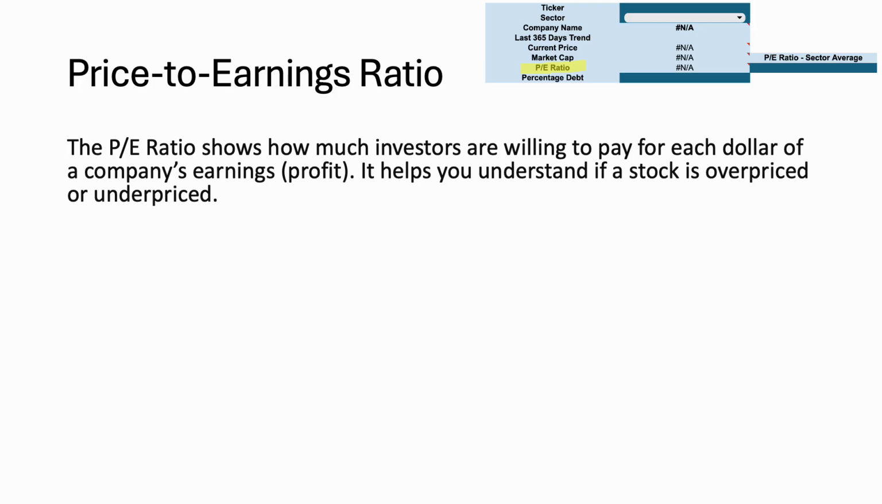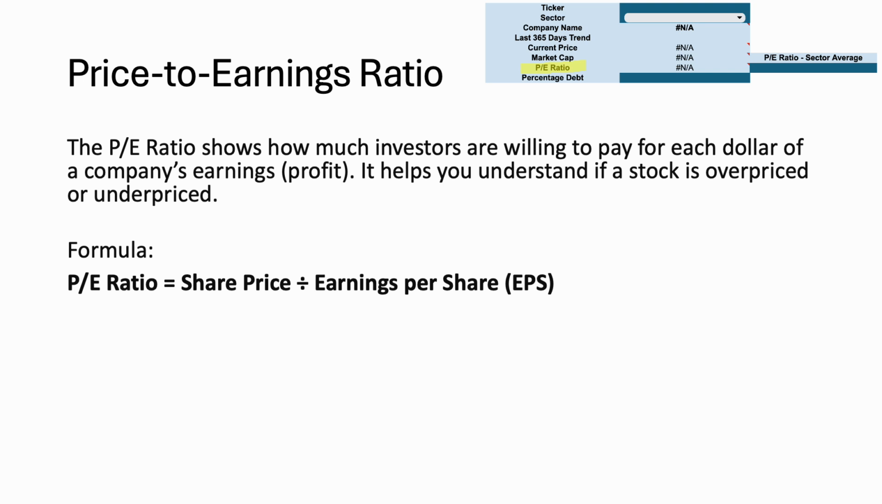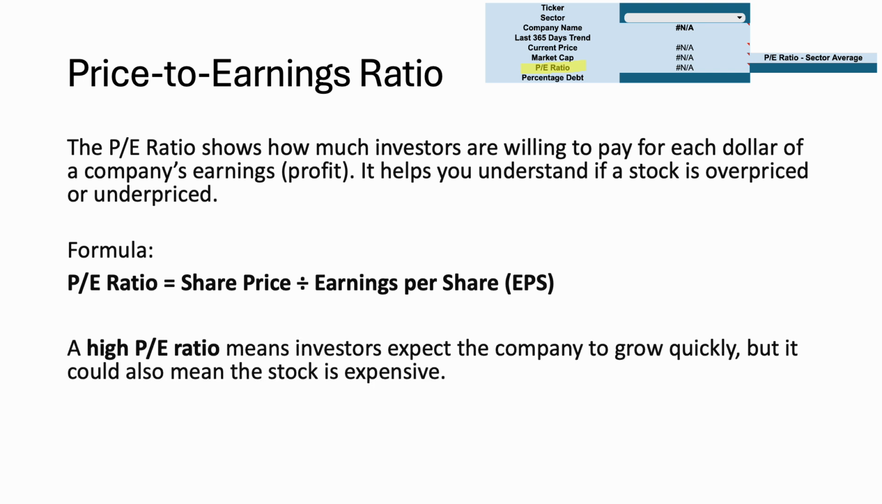Now, if I move on, the next thing is the PE ratio, which is short for price to earnings ratio. This basically shows you how much investors are willing to pay for each dollar of company profits. The way it's worked out is you've got the share price divided by the amount of money that the company makes per share.